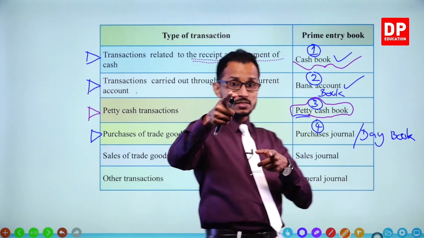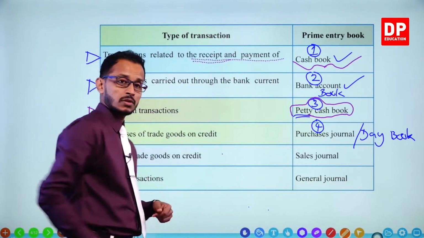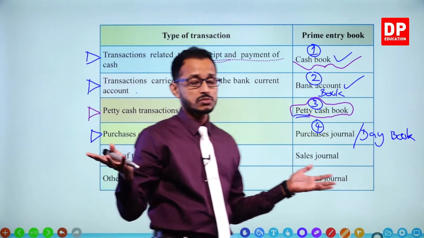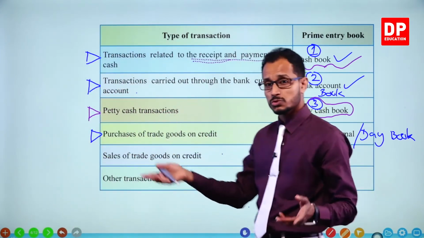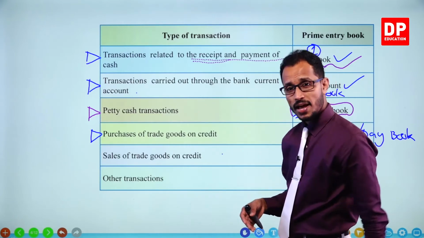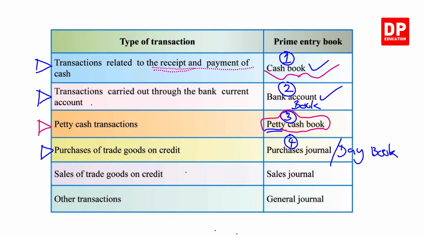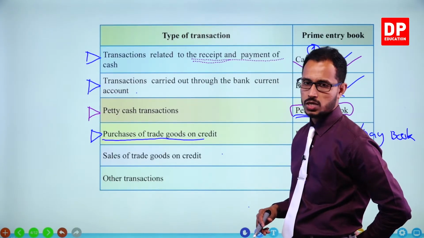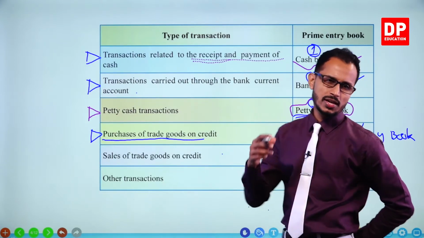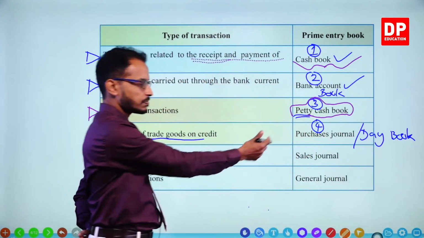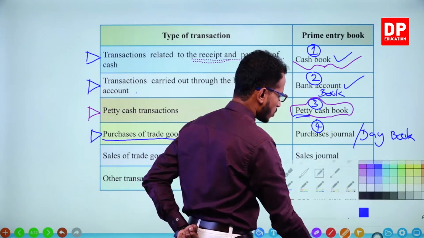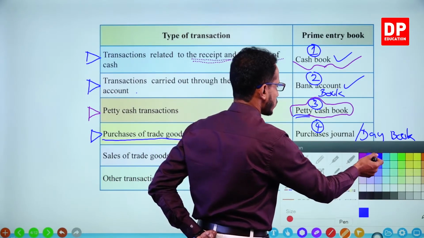Those purchases go to this book. Purchases day book. On a daily basis, these shop owners buy a lot of goods from a lot of suppliers. All those credit purchases go to the purchases book. Or you can call it the purchases journal. It doesn't matter. Credit purchases of trading goods. Right.